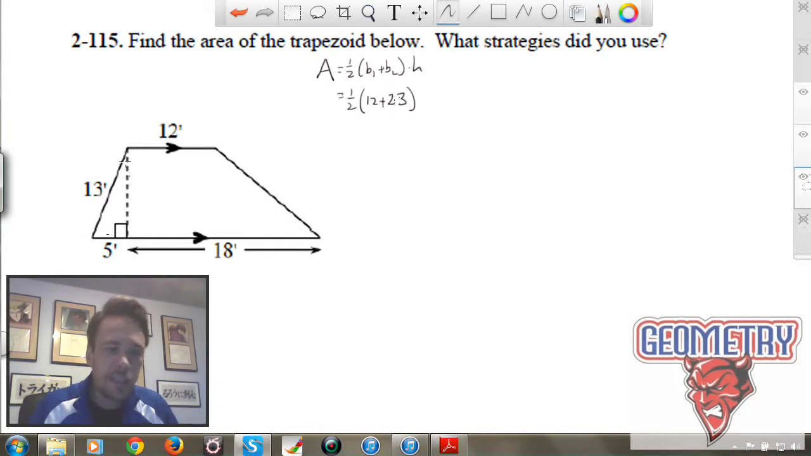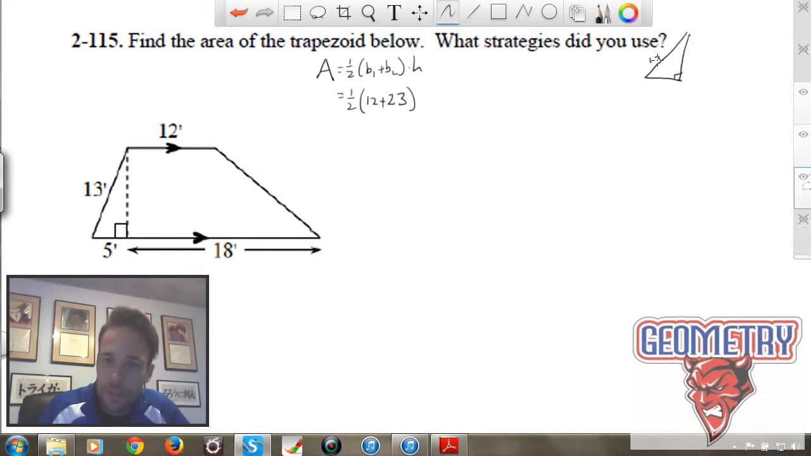And then the height, well, we don't know the height, right? It's this dashed line, whatever it is. The height is not this slant one, it's 13. The height is this vertical one here. So we have to find the other leg of that triangle. To do that, we're going to use the Pythagorean theorem.